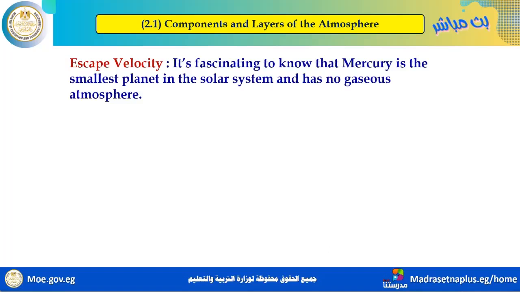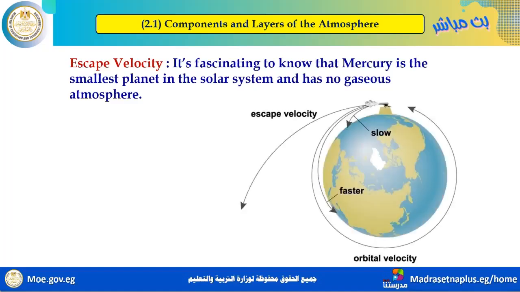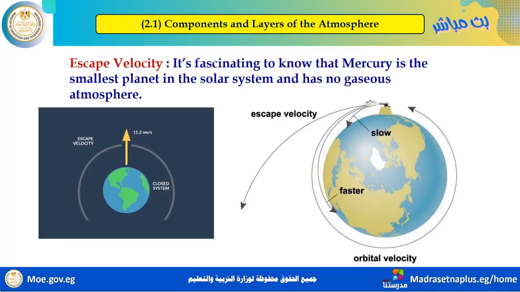It is fascinating to know that Mercury is the smallest planet in the solar system and has no gaseous atmosphere. So Mercury has no atmosphere, but Earth has an atmosphere. What do we mean by escape velocity? Look at this photo and remember there is a number we will need next.